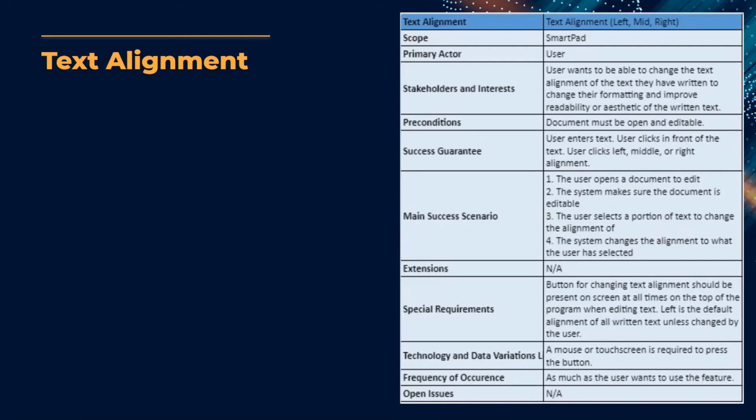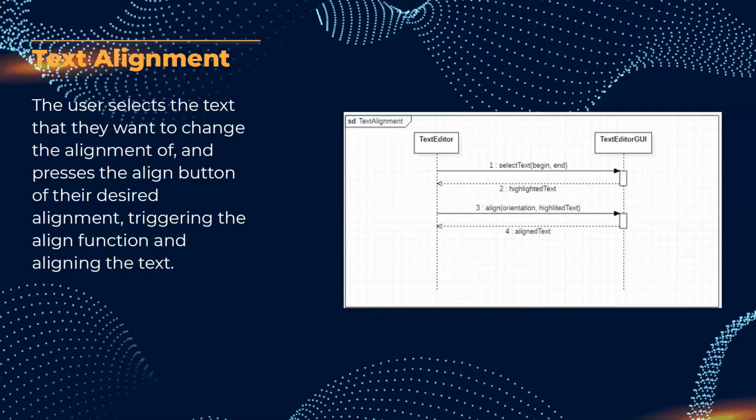Buttons for changing text alignment should be present on screen at all times on the top of the program when editing text. Left is the default alignment of all written text unless changed by the user, and those are the special requirements. For technology and data variations, a mouse or touchscreen is required to press the actual button on the GUI. And the frequency of occurrence is as much as the user wants to press the button, so as much as they want to use the feature.